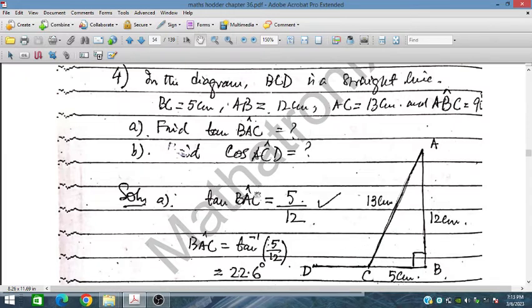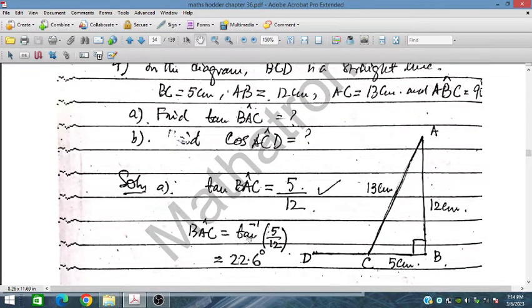So tangent BAC is equal to 5 upon 12. So this angle BAC, we have this angle. So the opposite side is this, the adjacent is 12, so 5 upon 12. This is opposite, this is adjacent, because we are considering this angle. So BAC is equal to tangent inverse 5 upon 12. So tangent inverse of 5 upon 12 is 22.6 degree. So the first part is completed here.